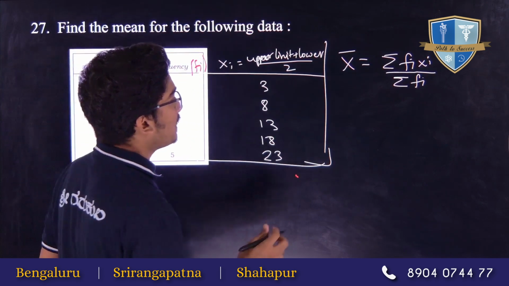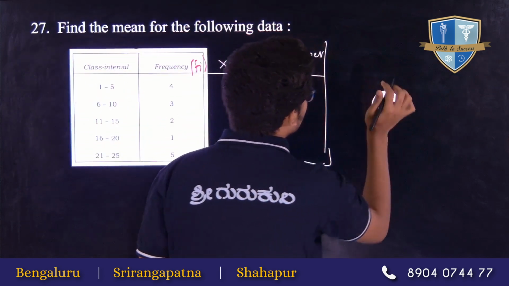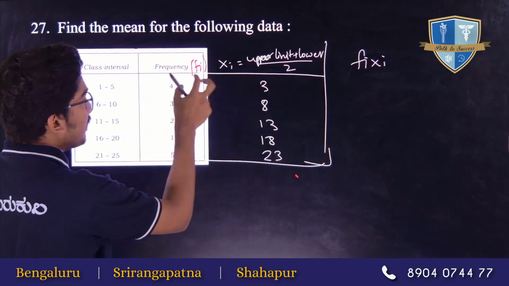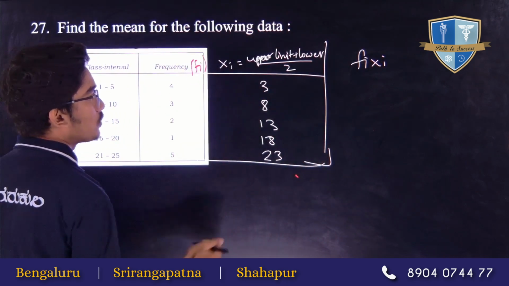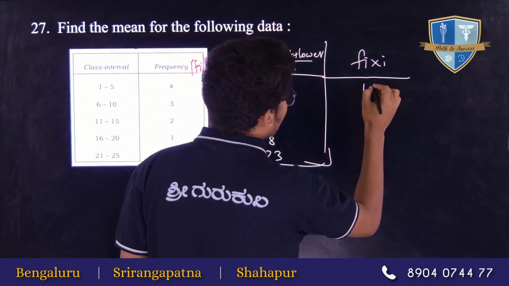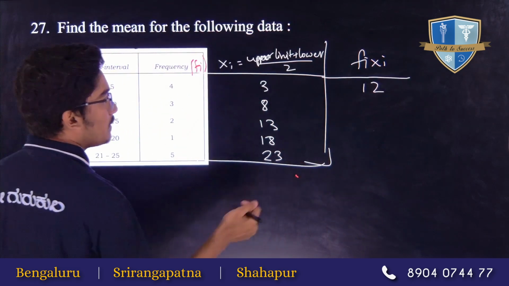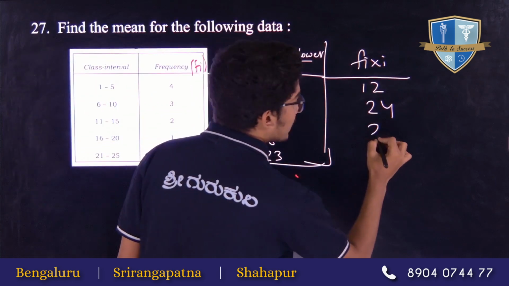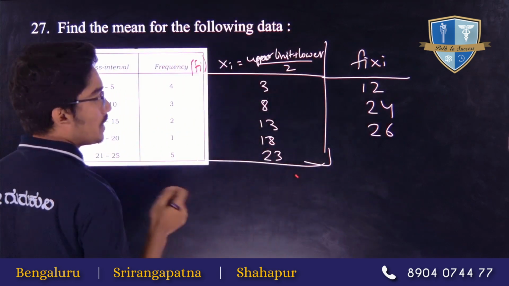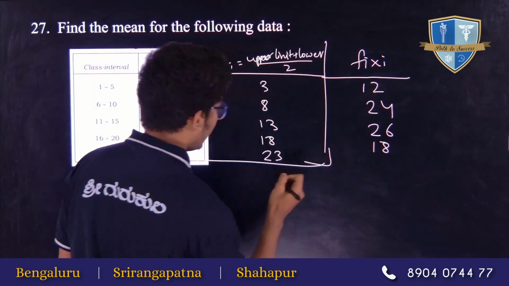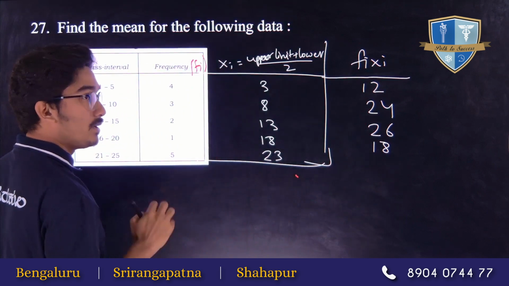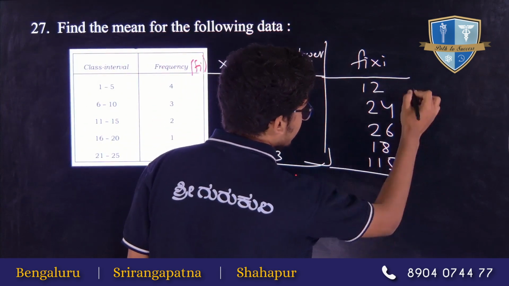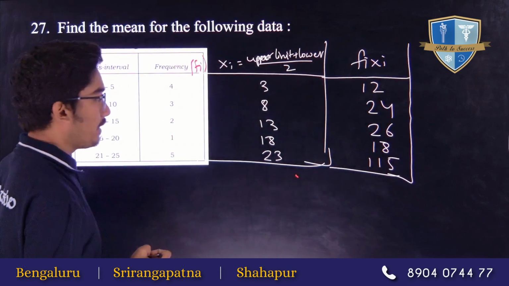Now we are supposed to find fi xi, which is the multiplication of this fi and xi. So 4 into 3 will become 12. 8 into 3 will become 24. 13 into 2 will become 26. 18 into 1 will become 18. And 23 into 5 will become 115.